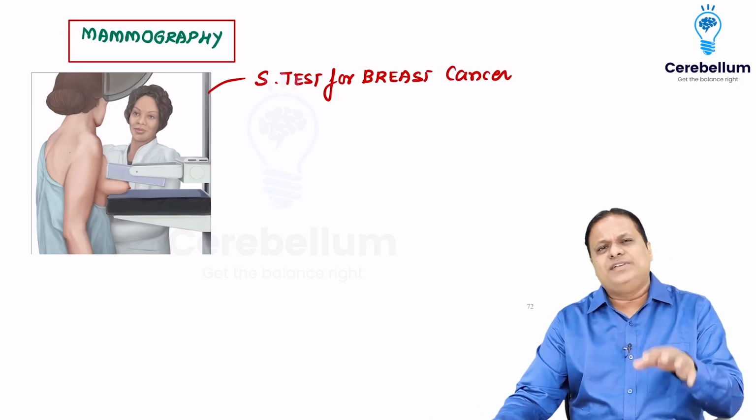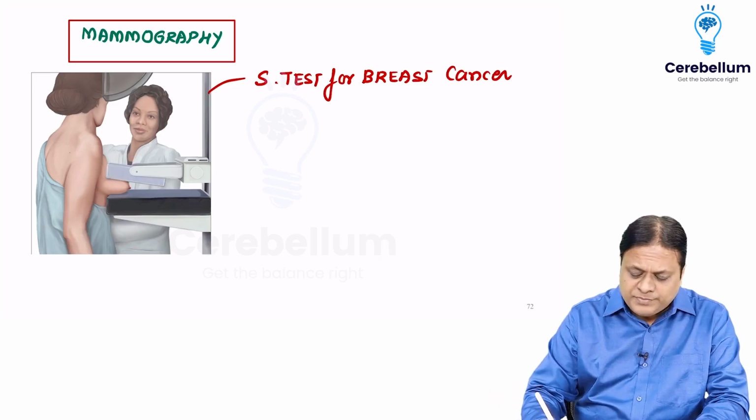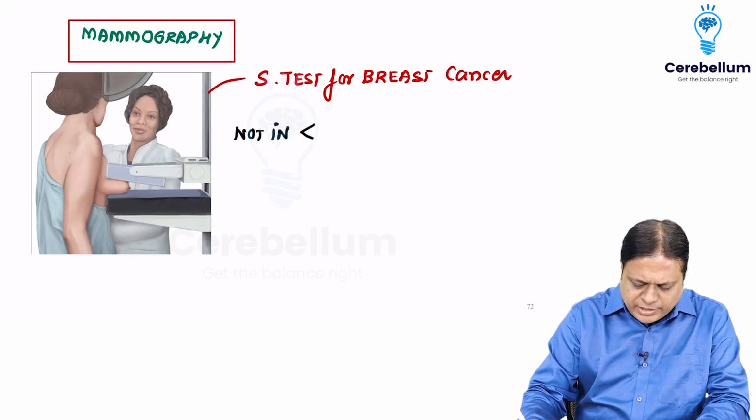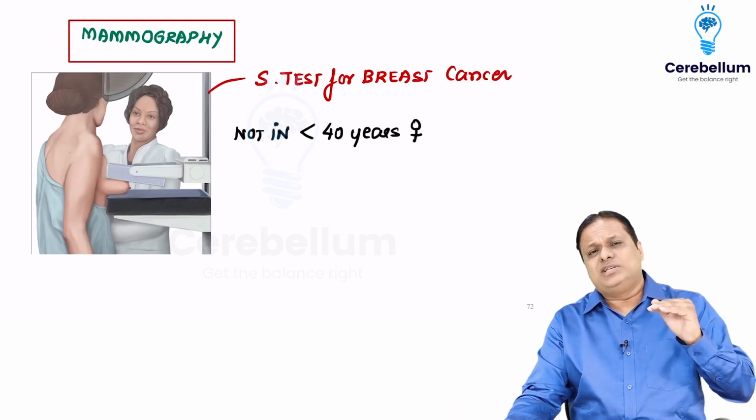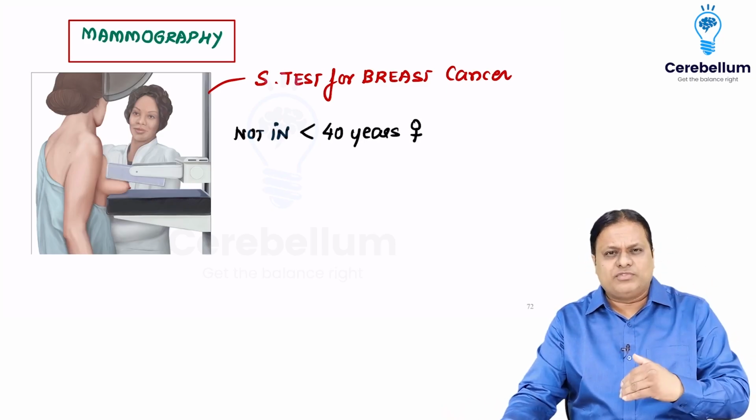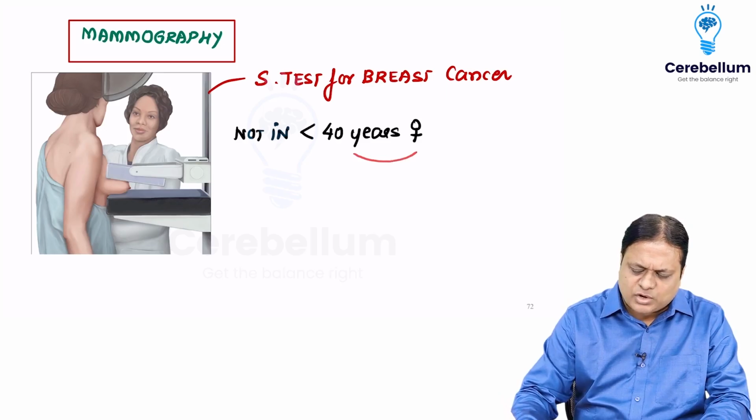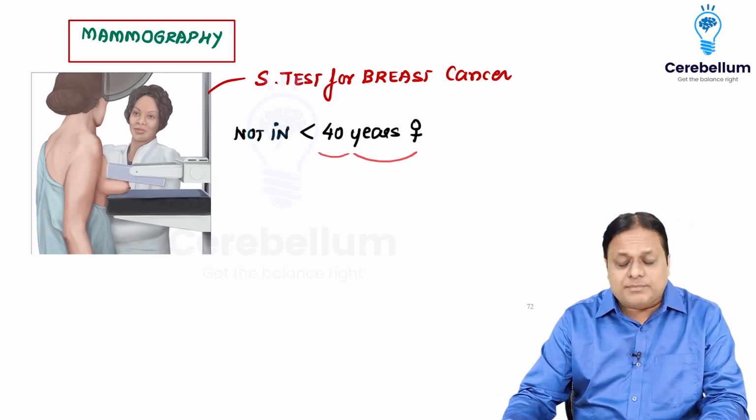Now, mammography is such a good test, but it comes with a problem related to the age of the woman, that it is not useful in younger age below 40 years. And breast cancer has a bimodal distribution. It is seen in older females also, younger females also. So, in younger females, where we cannot do mammography, we rely upon other methods.